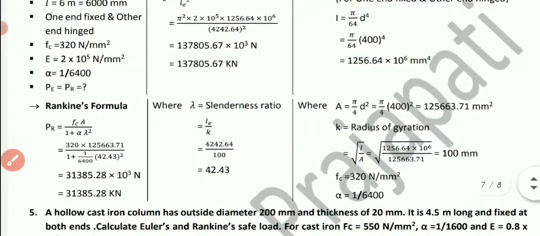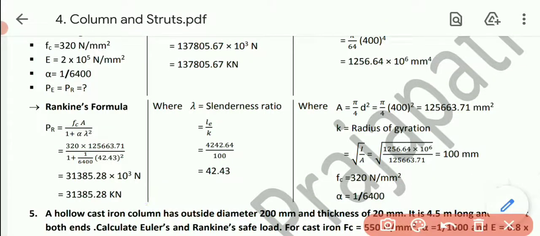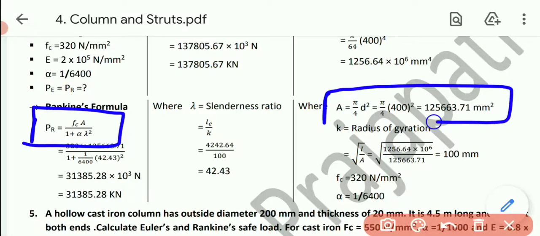Now for Rankine's formula, as we discussed in the previous example, this one is our formula: Fc into A divided by 1 plus alpha into lambda square. For that, first of all we need area. For the circular section, the equation of area is pi by 4 d square. Diameter is 400, so pi by 4 into 400 square, so I will get the answer 125663.71 mm square. So the problem of area is solved.